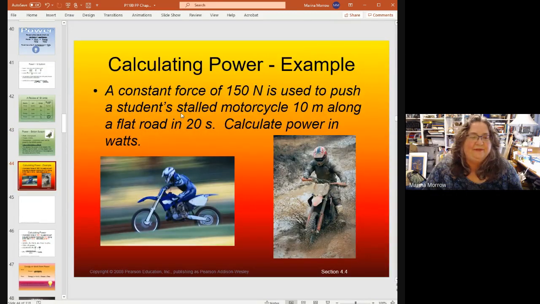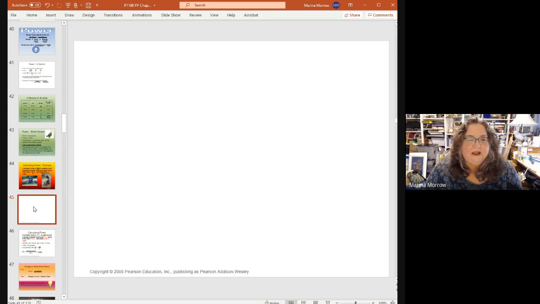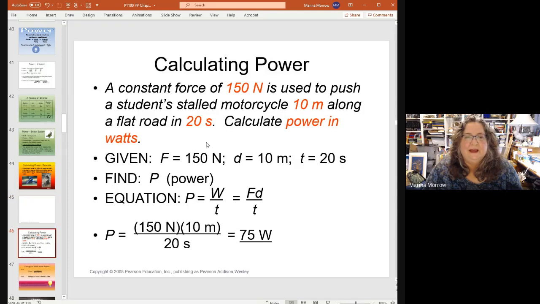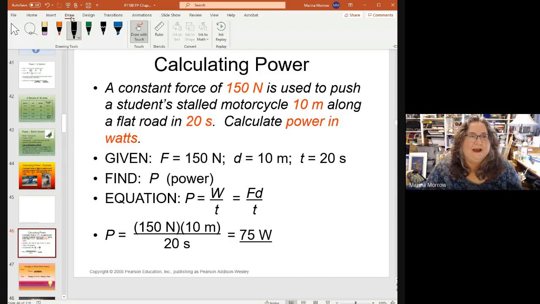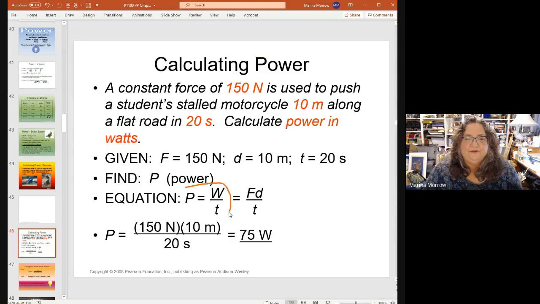Okay, so here's a problem. We've got this bike that stalls out. Somebody pushes it 10 meters along the road in 20 seconds, and you have to use a force of 150 newtons. Let's calculate the power. So power can be work. Work can be force times distance. So here we've got power is work divided by time, but we can write that as force times distance over time.